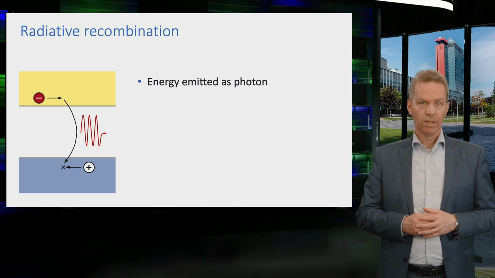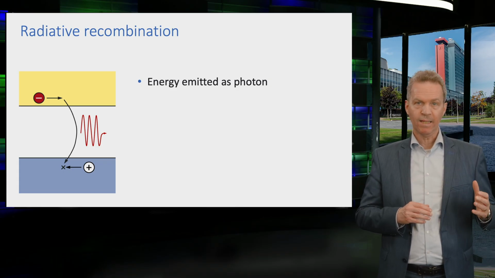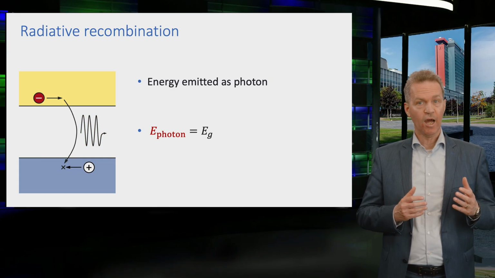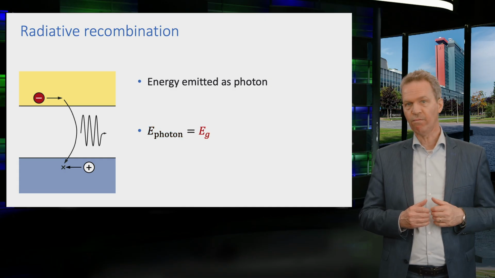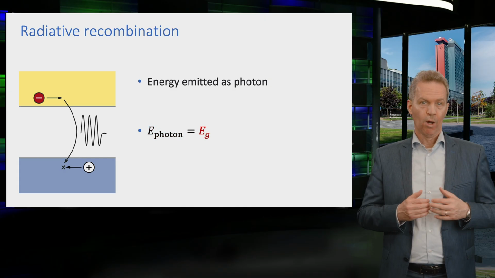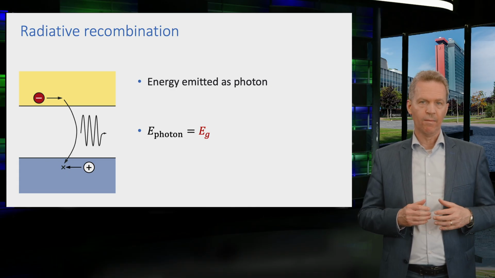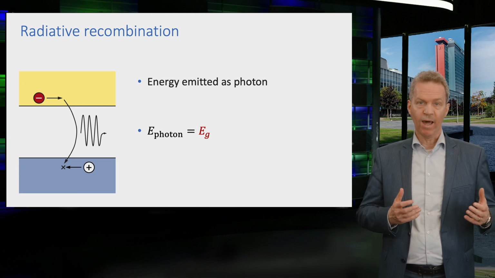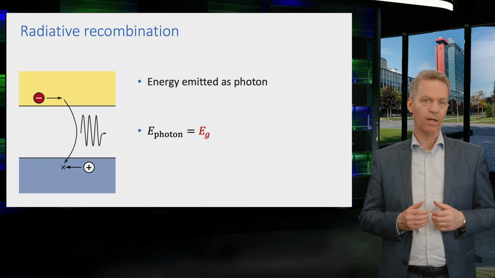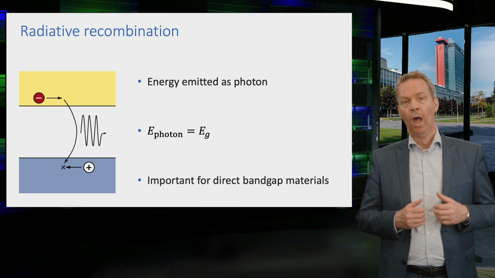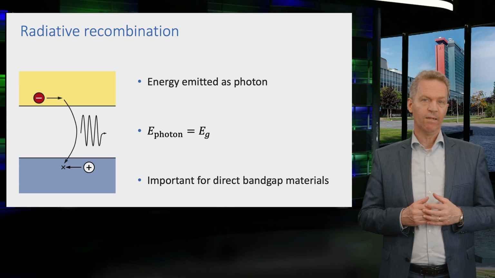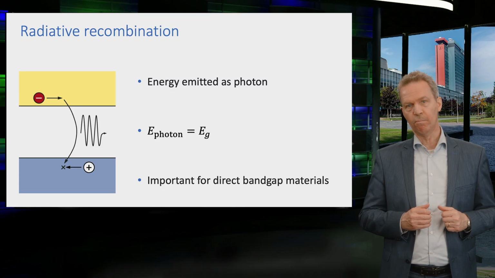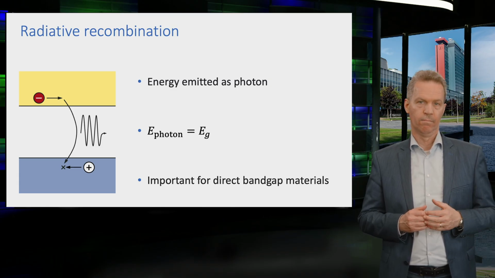In radiative recombination, the energy of the electron is emitted as a photon after recombination. The energy of this photon is slightly larger than the energy of the band gap of the semiconductor material. For the purpose of this video, we will state that the photon energy is equal to the band gap energy. Radiative recombination is in fact the mechanism that light-emitting diodes, or LEDs, utilize. Radiative recombination is very significant in direct bandgap semiconductors, but relatively rare in indirect bandgap semiconductors like crystalline silicon.